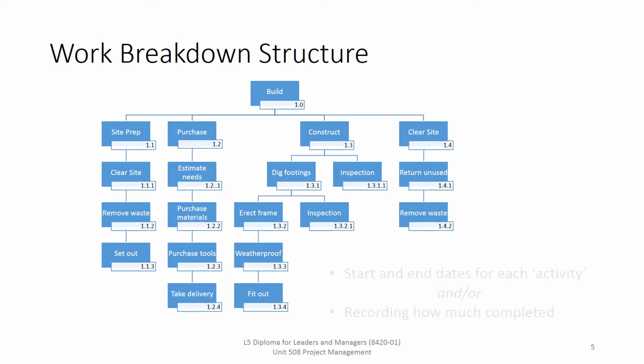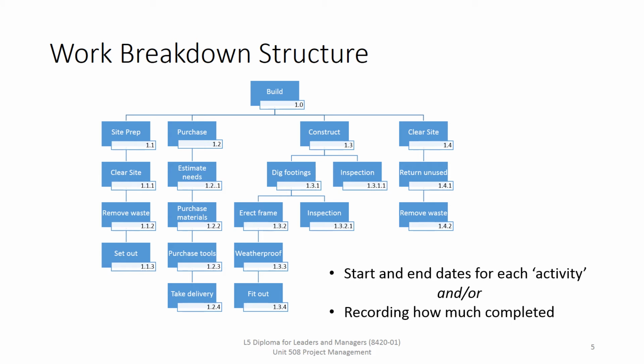And if we add to that some start and end dates for each activity and or record how much of it has been completed, we can start to see how we might be able to track progression against that work breakdown structure. If we use percentage for that record of how much has been completed, we just need to be careful, because percentage is not always a genuine indicator of an activity's progress, because we may have bits that take longer, that aren't as labour intensive, or bits that are more labour intensive but are still very significant. So just be careful with percentages in that.